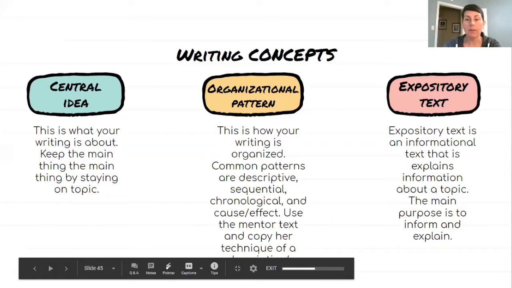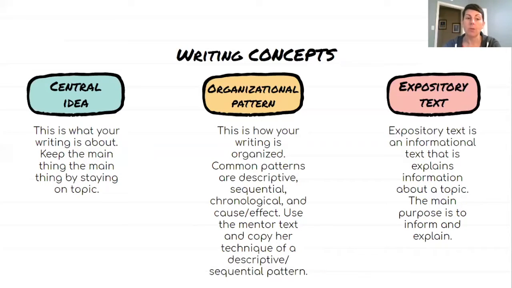Before we get started, we have to talk about some writing concepts. So a central idea, what is a central idea? Well, this is what your writing is mostly about. And writers want to keep the main thing by staying on topic. If I'm writing about basketball, I don't want to veer off topic and then start talking about why my favorite food is pizza.